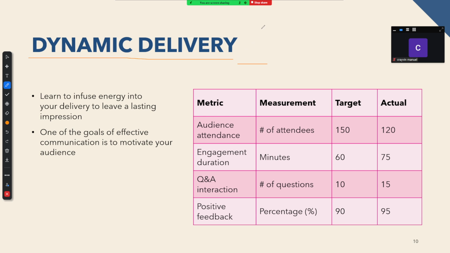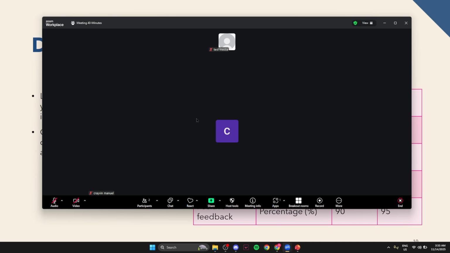bottom toolbar and click on Stop Share. This will cease the screen sharing session, allowing you to transition smoothly into any final discussions or answer any remaining questions your audience may have. By following these steps, you'll be able to use Zoom to present your PowerPoint confidently and effectively.